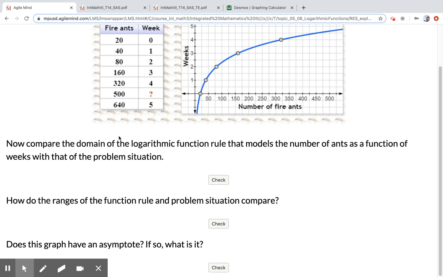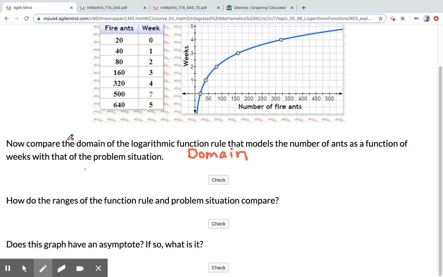All right, let's do this thing. Let's start off with the domain. I need my pen. All right, we'll start off with the domain. So we're talking about domain here. And we wanted to compare the function as compared to the actual problem situation.